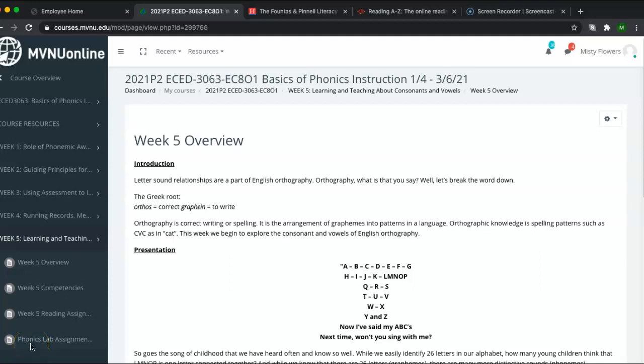Hi, everyone. We are beginning week 5, learning and teaching about consonants and vowels. Letter-sound relationships are part of English orthography. Orthography, what is that? Well, let's break it down.